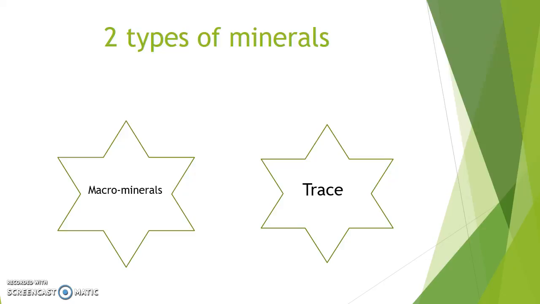A trace mineral is needed in very small amounts, so we don't get too much of it. An example is copper. Minerals have their own individual roles in the body, so some can control muscle contractions, some form bones and enzymes, and some even compete against one another for absorption. Those minerals include iron and copper.